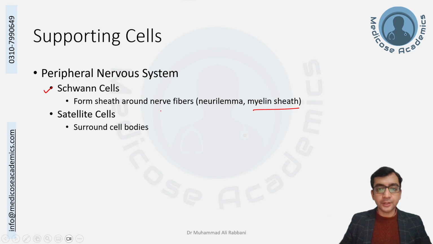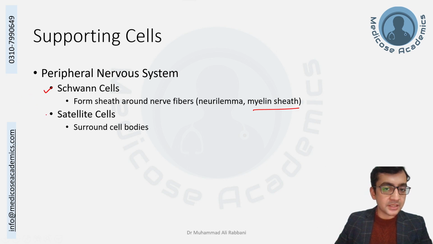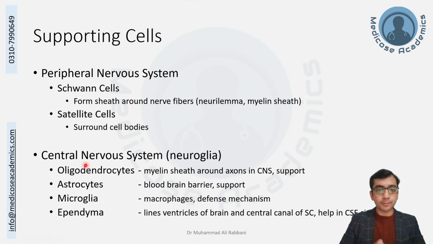And there are neuron cell bodies that are present outside the central nervous system in the sensory ganglions, the dorsal root ganglions, and in the autonomic ganglions like the sympathetic chain. Those cells are surrounded and supported by satellite cells. In the central nervous system, there are four types of cells: oligodendrocytes, astrocytes, microglial cells, and ependymal cells.